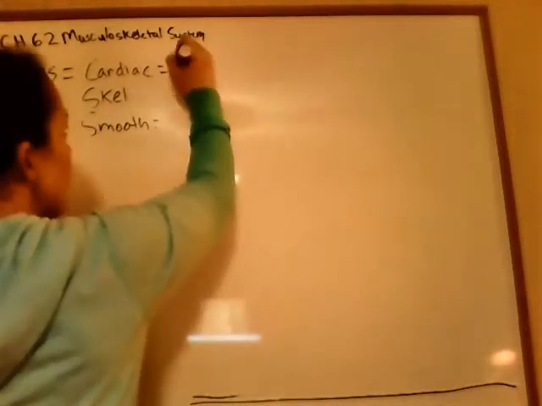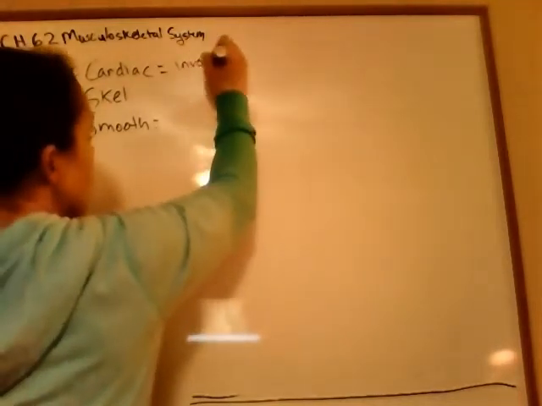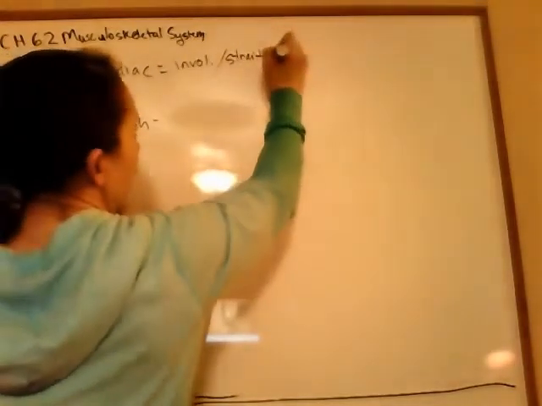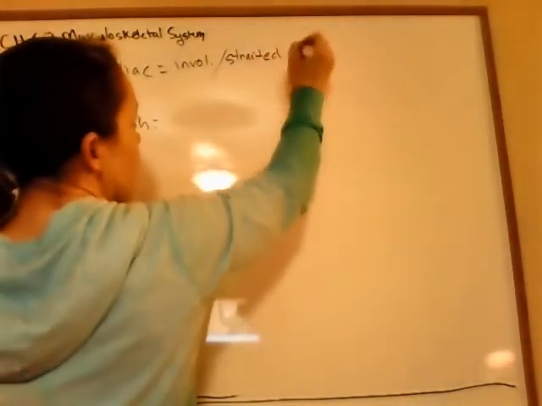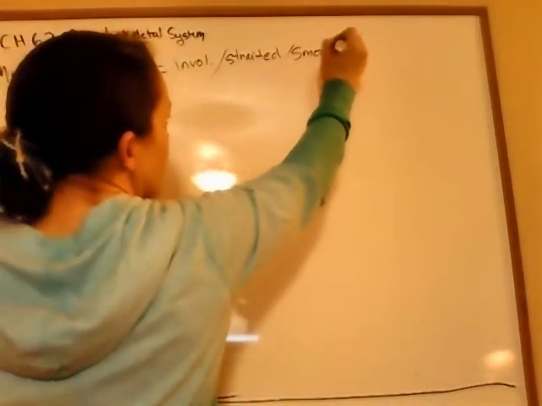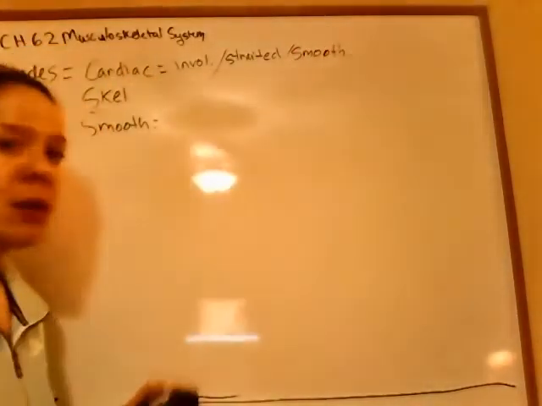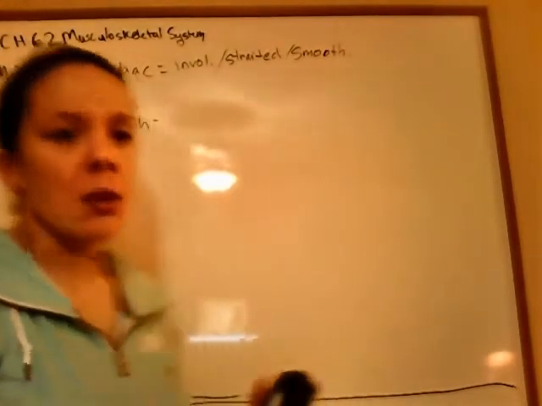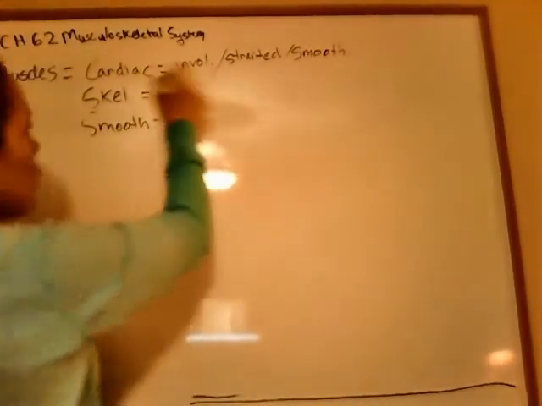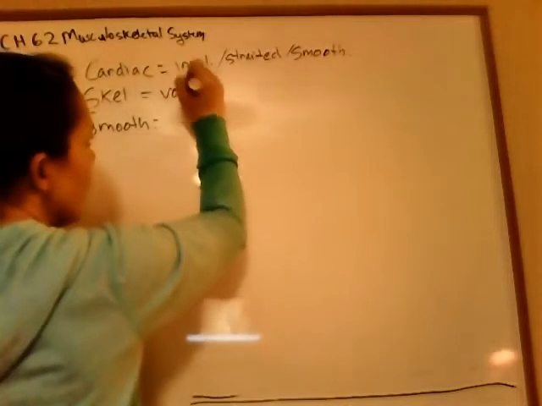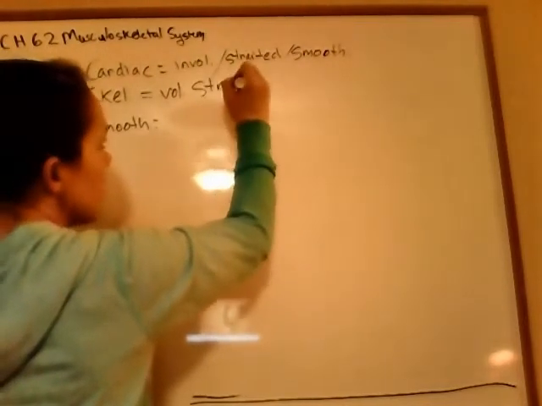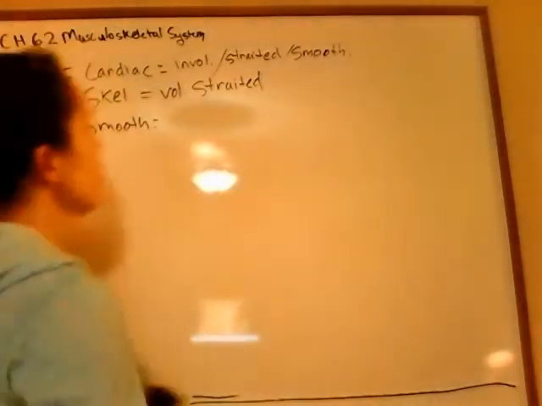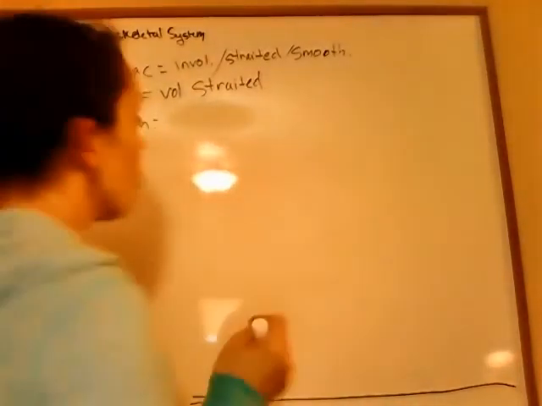So this is an involuntary striated, smooth muscle. Again, intercalated disc. If you were to pick up a slide of this, there's no way you can deny it being cardiac muscle. Your skeletal is, of course, voluntary, hopefully. Voluntary and striated. These are the ones like my bicep, tricep, any muscle that I can control.